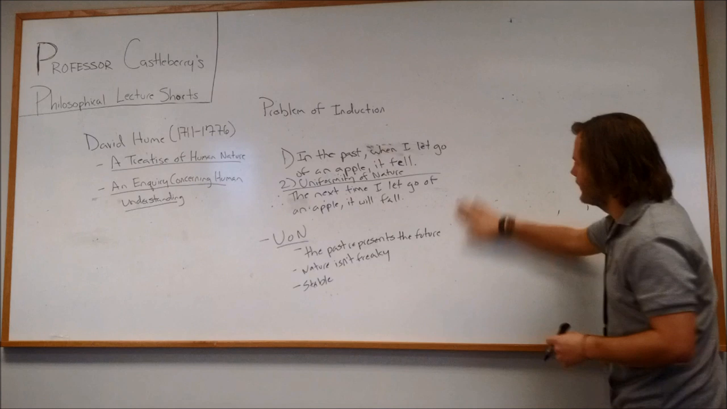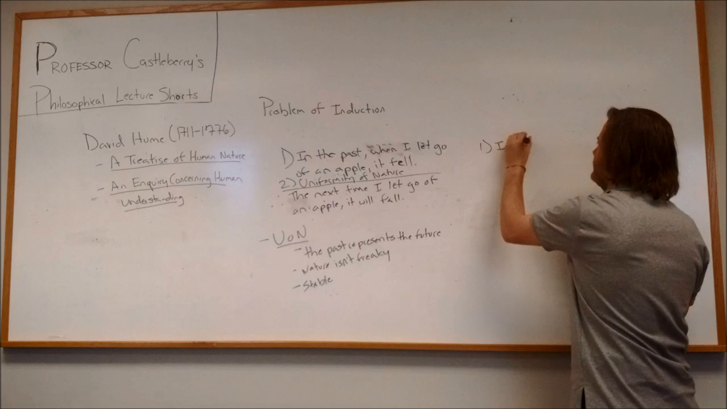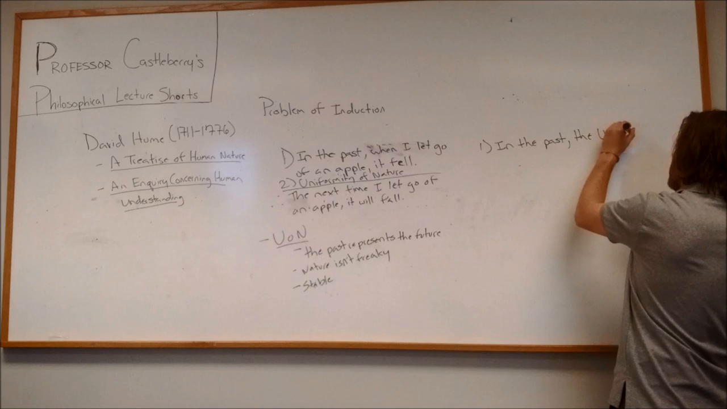So this leads us, okay, where do we come up with uniform in nature? It's not from reason. It's from past experience. It's habitual. So, like many arguments, we can write an argument like this, okay: in the past, the uniformity of nature has been true.